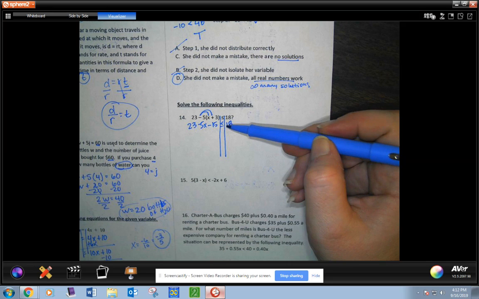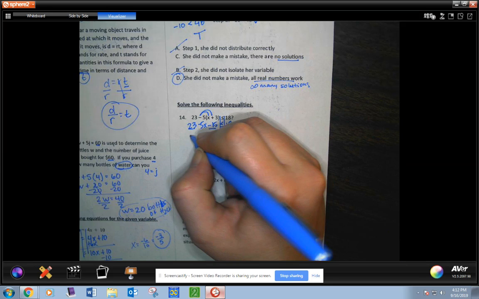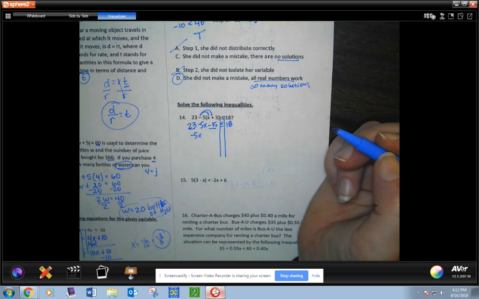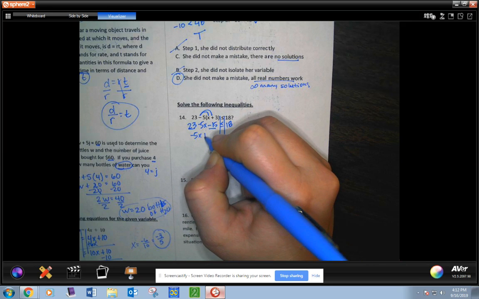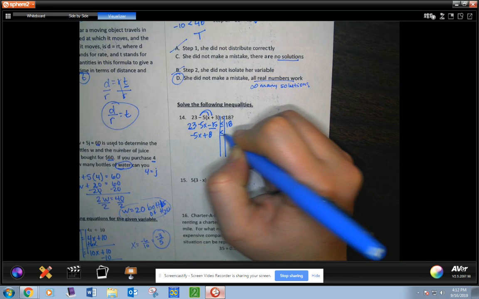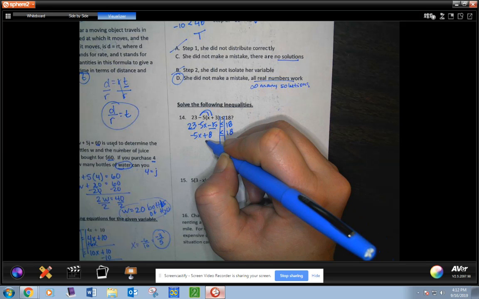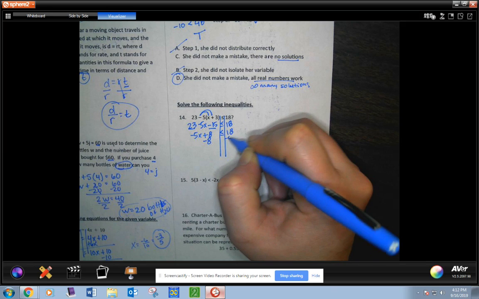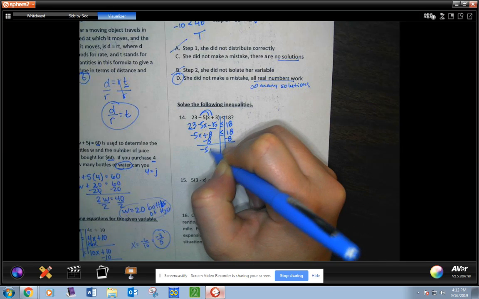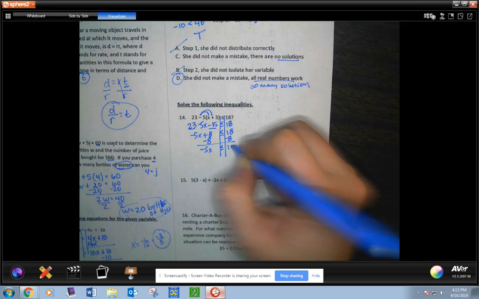Step 2 is to combine the left side. So 23 and negative 15 will go together. That leaves me with negative 5x, and that gives me a positive 8. Over here, bring down my inequality, and I have less than or equal to 18. My next step would be to move the constant, so I'm going to subtract the constant. That gives me negative 5x is less than or equal to 10.